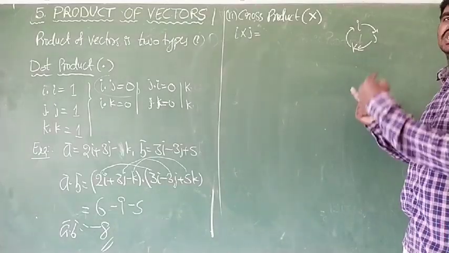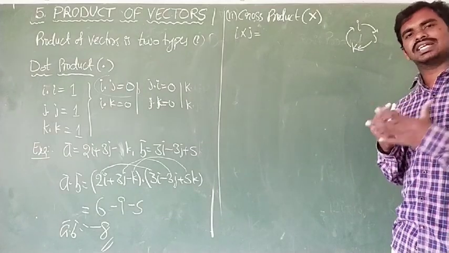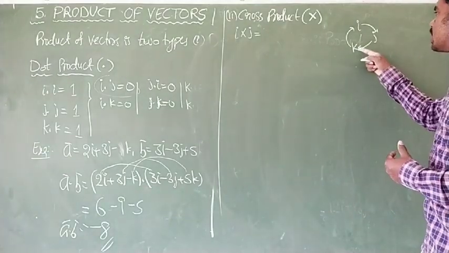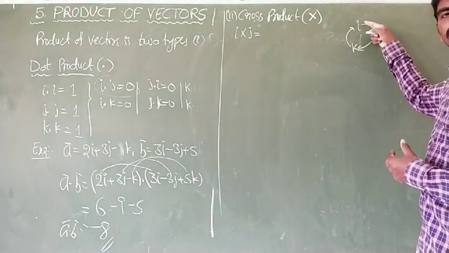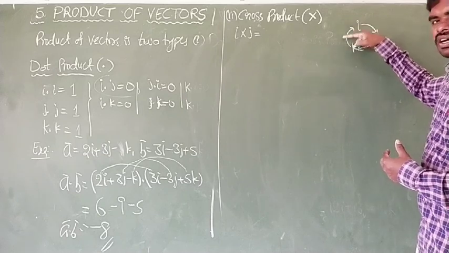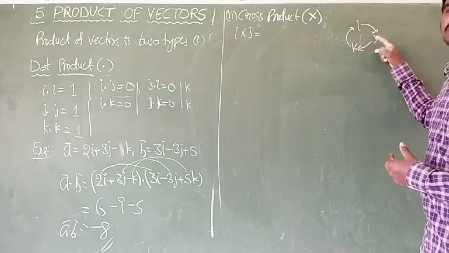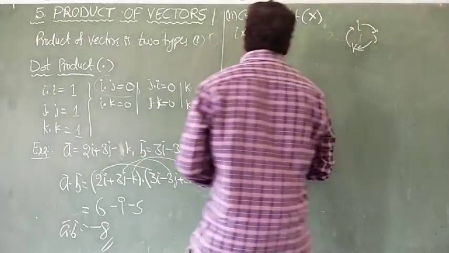Similarly, for the reverse direction, opposite direction in vectors means minus. I think you got it. k cross j is equal to? Yes, very good, minus i. j cross i is equal to minus k. i cross k is equal to minus j. In this way we can write.